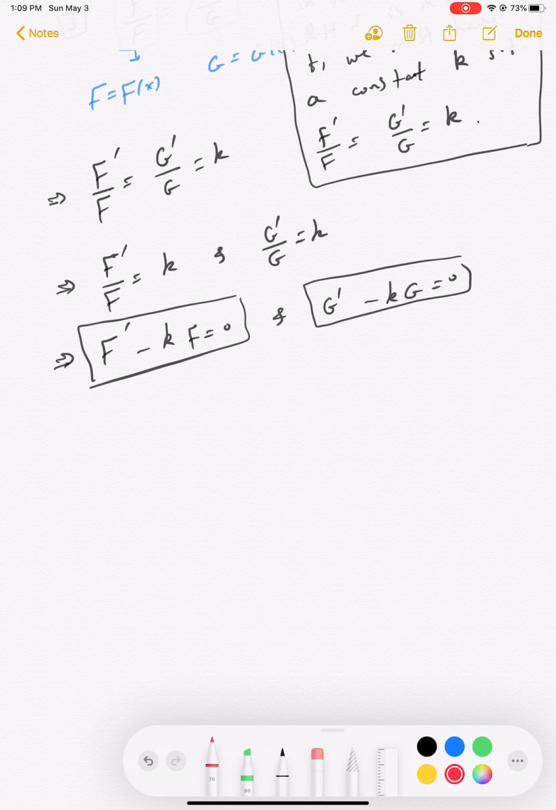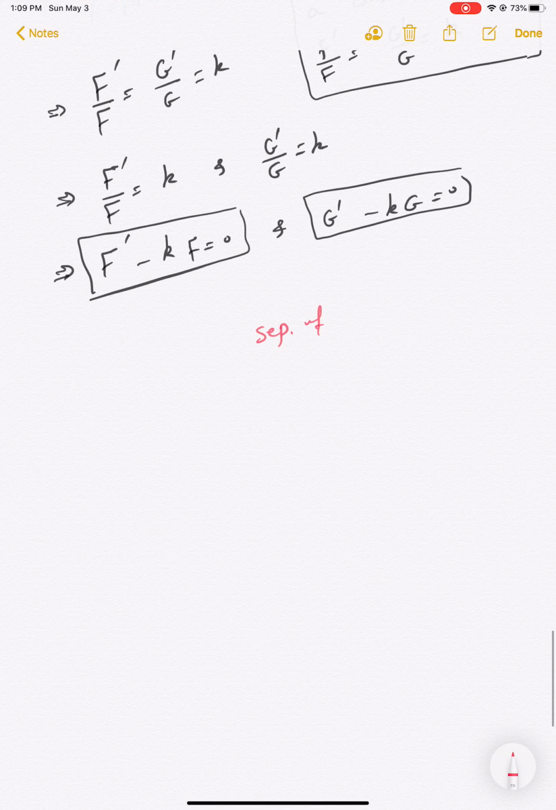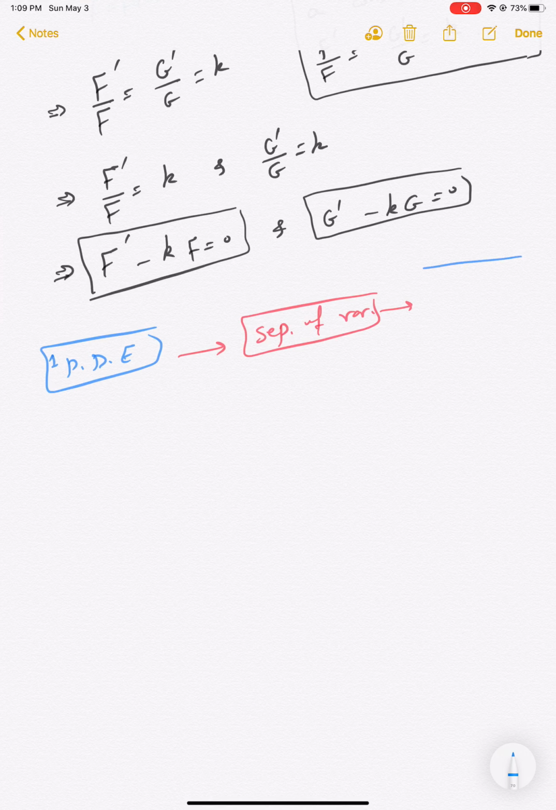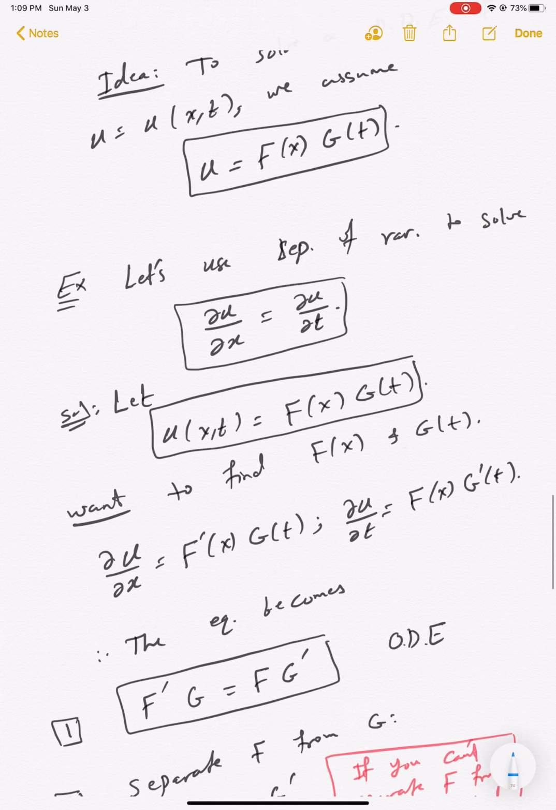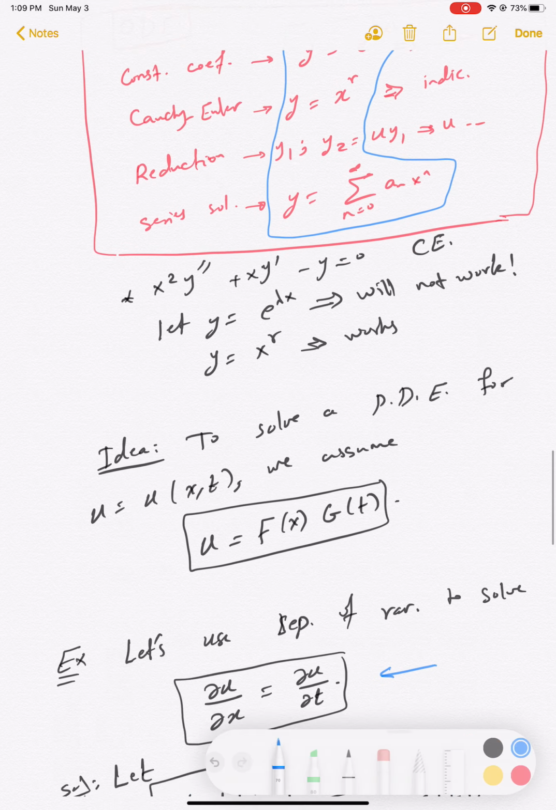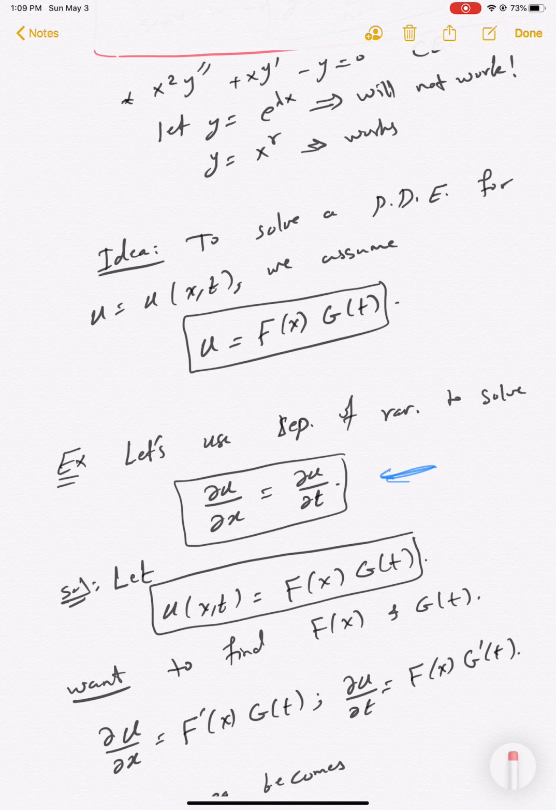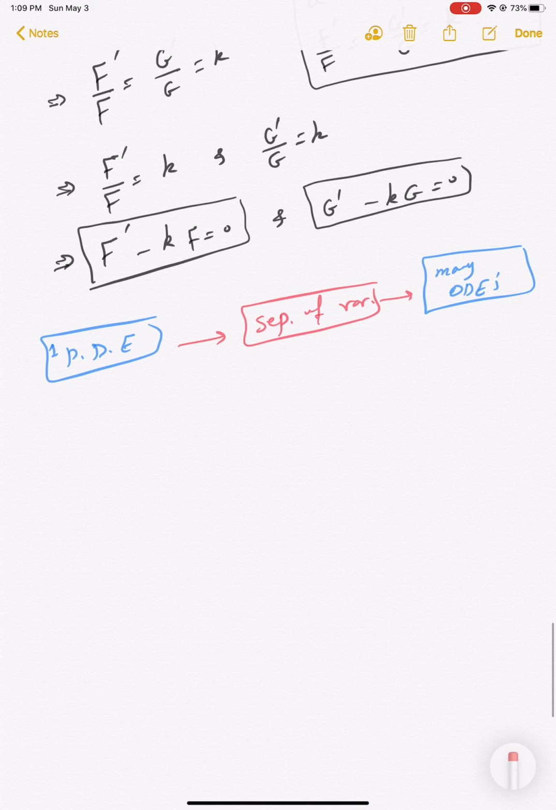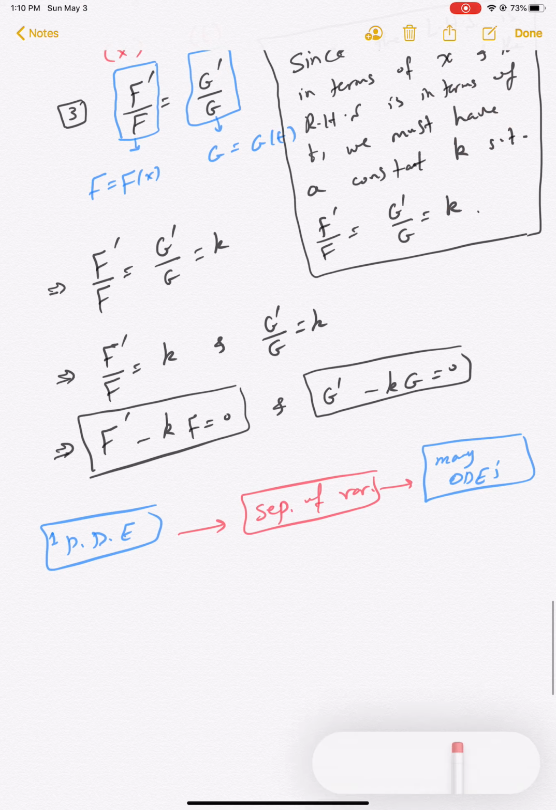So basically you can look at the separation of variables as: you start with a partial differential equation, you apply the method of separation of variables, you get many ordinary differential equations. In this example, we started with one partial differential equation. Remember, this was our example. Partial u with respect to x equals partial u with respect to t. This is one partial differential equation. We started with it. We applied the method of separation of variables. We obtained, at this stage here, two ordinary differential equations. This is the idea. In some cases, if you have three variables, you will have three differential equations and so on.